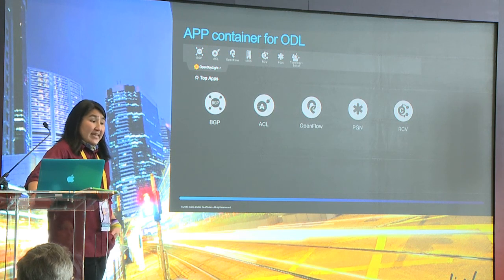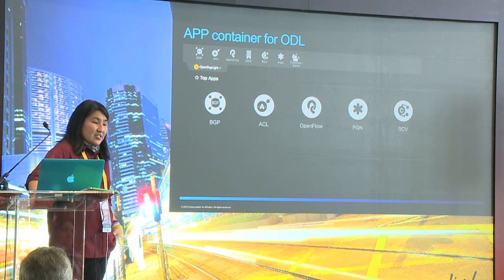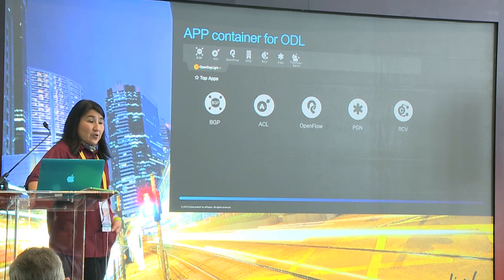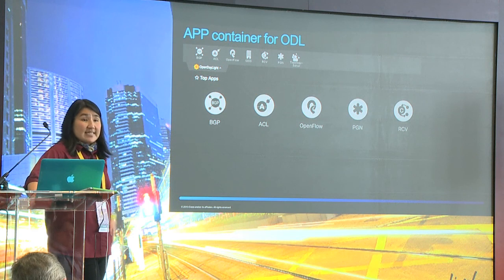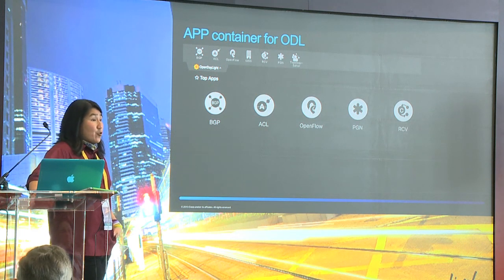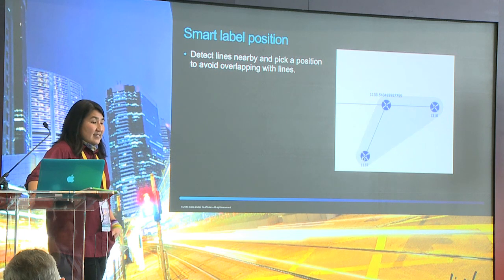Same thing for Open Daylight. We have different app containers for Open Daylight, so you can dive into your BGP, your ACLs, OpenFlow. So there are different things, and this is a very extensible way that you can create more visualizations on the same data to show different things.